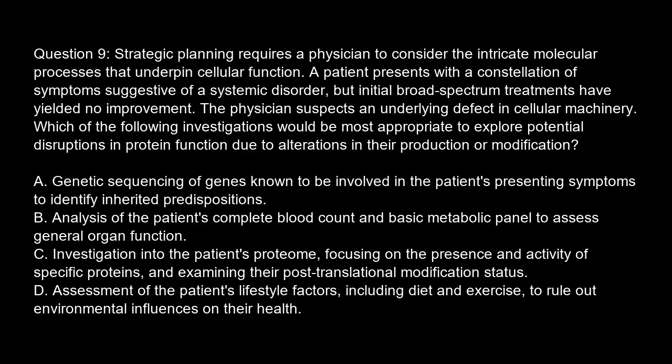Genetic sequencing of genes known to be involved in the patient's presenting symptoms to identify inherited predispositions. Option B. Analysis of the patient's complete blood count and basic metabolic panel to assess general organ function. Option C. Investigation into the patient's proteome, focusing on the presence and activity of specific proteins and examining their post-translational modification status. Option D. Assessment of the patient's lifestyle factors, including diet and exercise, to rule out environmental influences on their health.